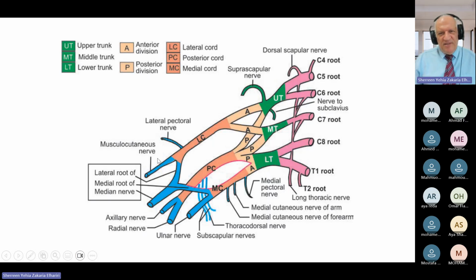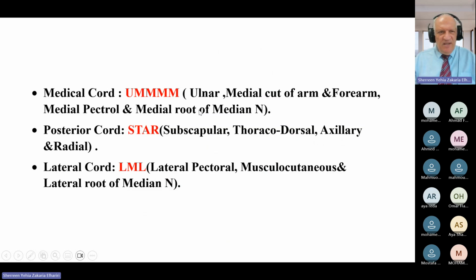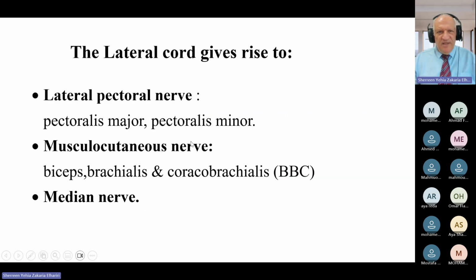Of course, the brachial plexus is easy to know, with the origin of the root values, not in much detail. What comes from the medial, posterior and lateral cords? The lateral gives, of course, the lateral pectoral and musculocutaneous nerves. Musculocutaneous gives only three muscles, BBC: biceps, brachialis, and coracobrachialis. Just remember the TV channel.